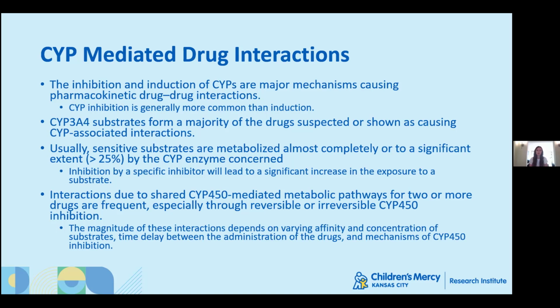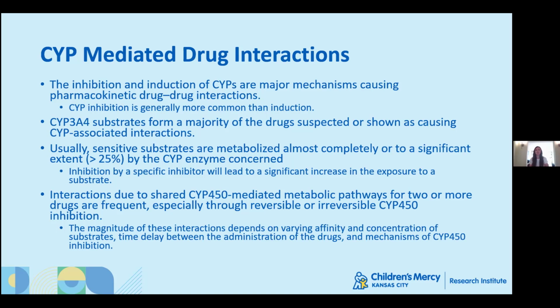So under normal circumstances, you'll have a substrate that would be either completely or to a significant degree metabolized by one of these CYP enzymes. But then if you add an inhibitor to the equation, you would decrease metabolism of that substrate. And as a result, you can get an increase in the exposure to that substrate.